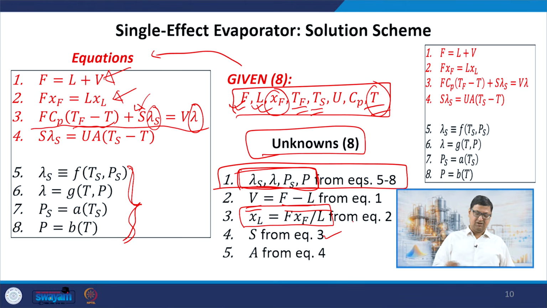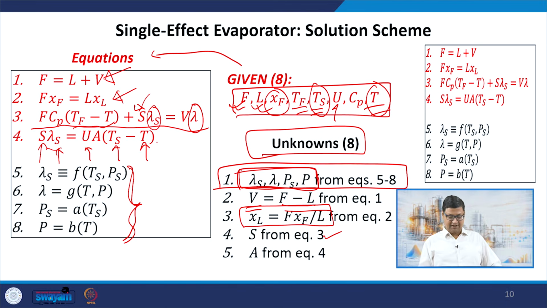And finally, I can go to the fourth equation. Now I know S, just now I computed it, and lambda S is a function of TS. I know TS, and U is also known to us. TS is known to us, T is known to us, so we can find A from the last equation, right?